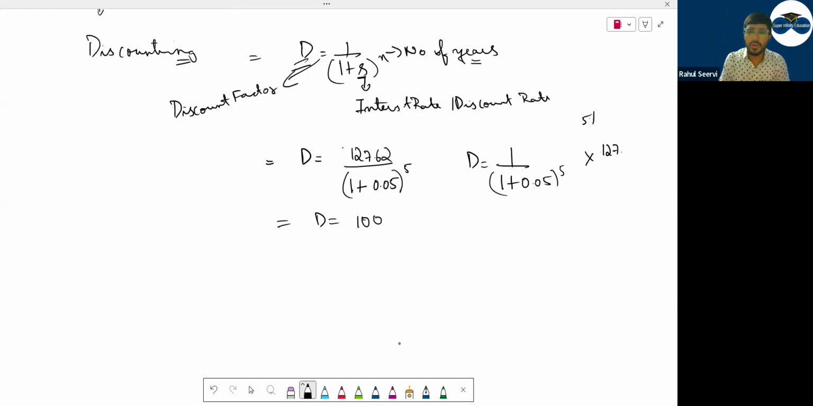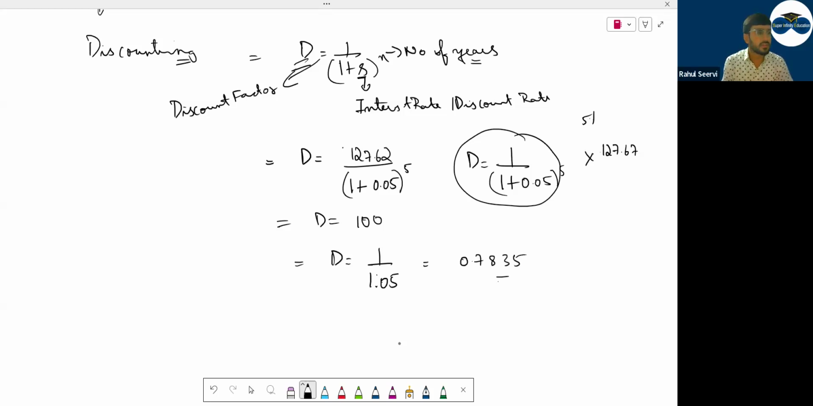It's 127.67 something. So how will you calculate this? In your calculator, you do what? 1 divided by 1.05, press equal 5 times. Do it, you will get your answer. In your normal calculator, 1 divided by 1.05, press equal to 5 times. 1, 2, 3, 4, 5. You are getting some value? 0.7835 I am getting. Is everyone getting the same value?